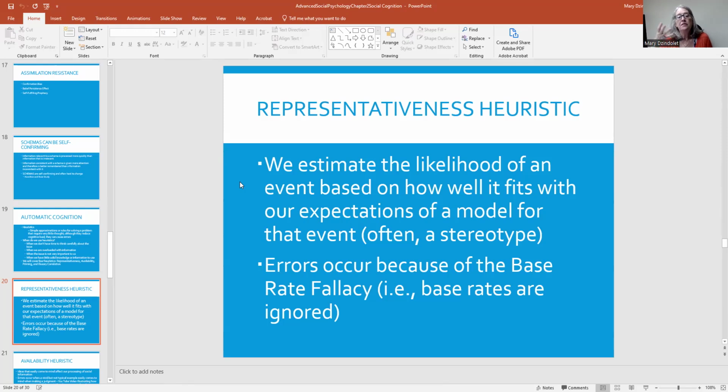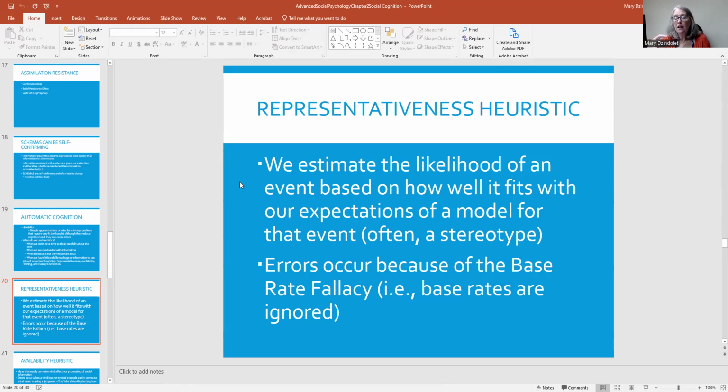So one of the famous experiments that looked at representativeness: the experimenter would have 100 index cards. And the participants in the study are told 70 of these index cards describe lawyers, and 30 of these index cards describe engineers. I'm going to read one to you, and they randomly take a card out. And then they read the card.